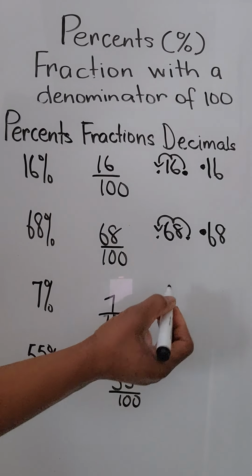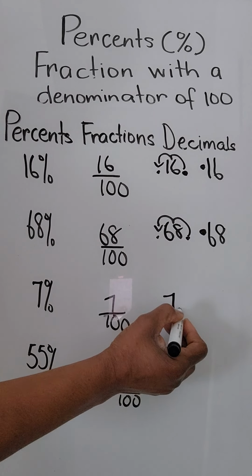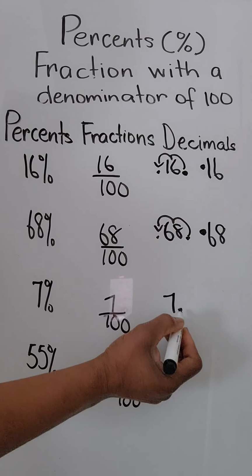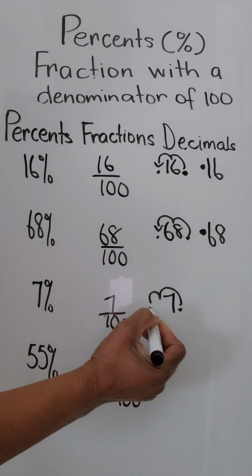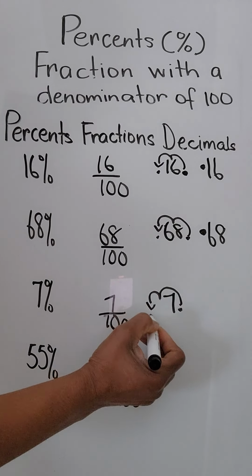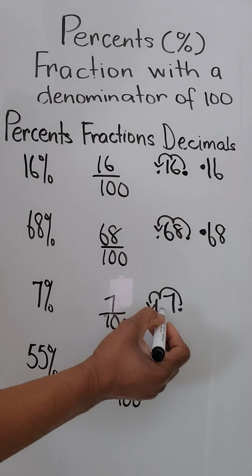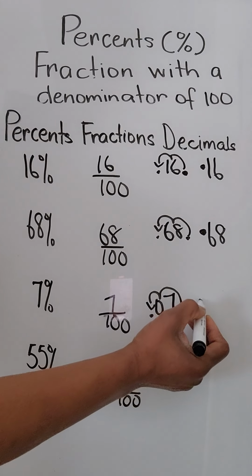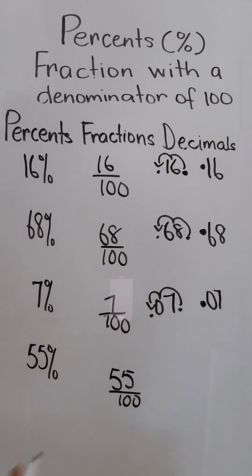7 over 100. 7. Point. 2 places. 1, 2. There's no number here, so we're going to put a 0 to hold that place. So that is 0.07.